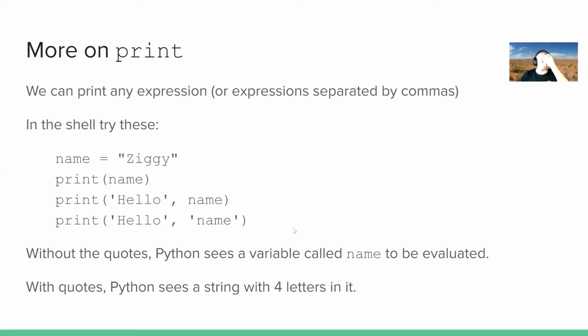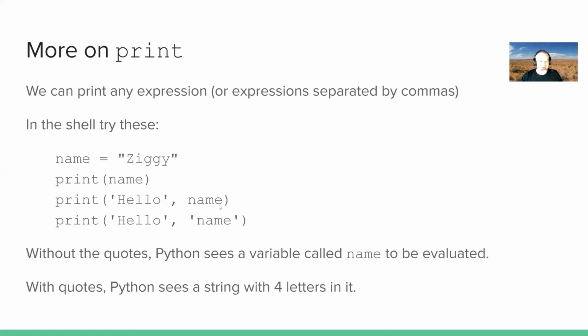Right. So same as we were just saying, you can also print out a variable. So if we create a variable called name and we assign to it the string Ziggy, and then we do print name, it'll print out Ziggy, right? Because name refers to Ziggy, so when we do print name, we're printing out the variable name, which refers to the string Ziggy, which is what it's going to spit out.